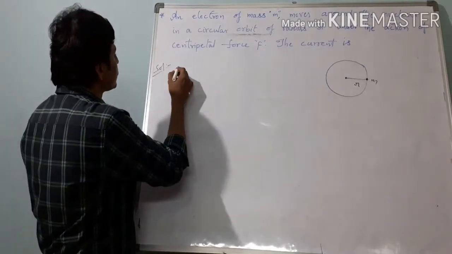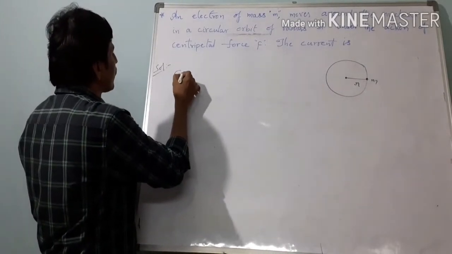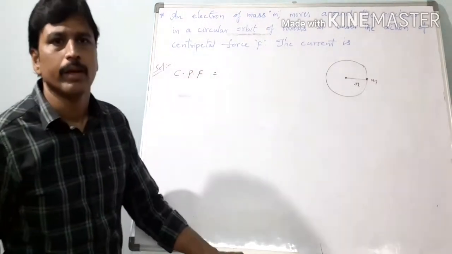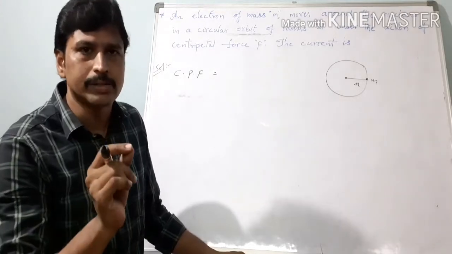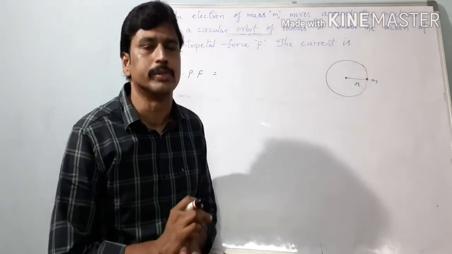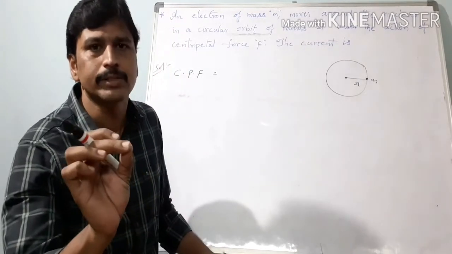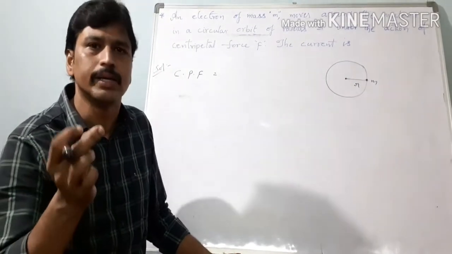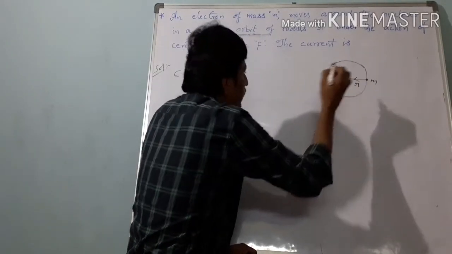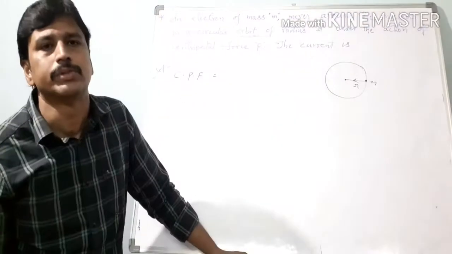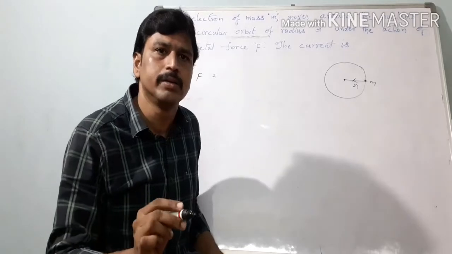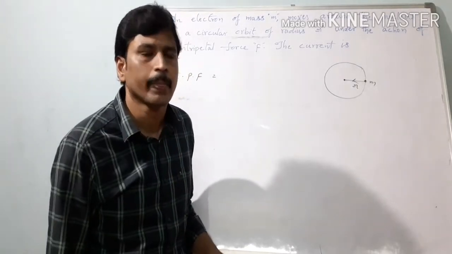What is the formula for centripetal force? What is centripetal force? Centripetal and centrifugal, two forces are there. A force which acts towards the center is called centripetal force. A force which acts away from the center is called centrifugal force.